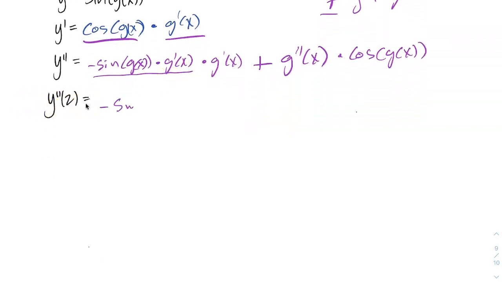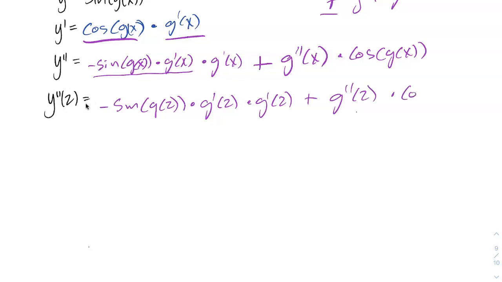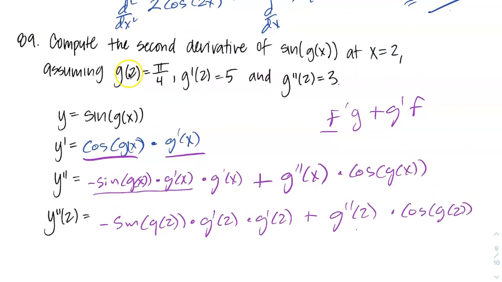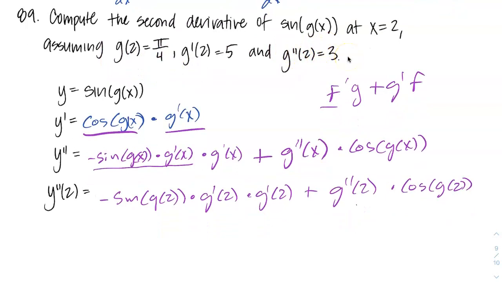So negative sine of g of 2 times g prime of 2 times g prime of 2 plus g double prime of 2 times cosine of g of 2. Like that. And what do they tell us? g double prime of 2 is 3. So this guy is 3. g prime of 2 is 5. So these are both 5. And then g of 2 is pi over 4. So this is pi over 4 and pi over 4.